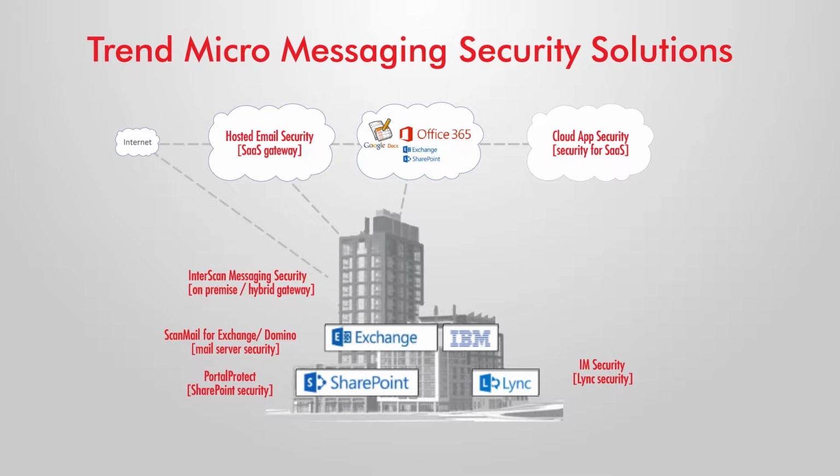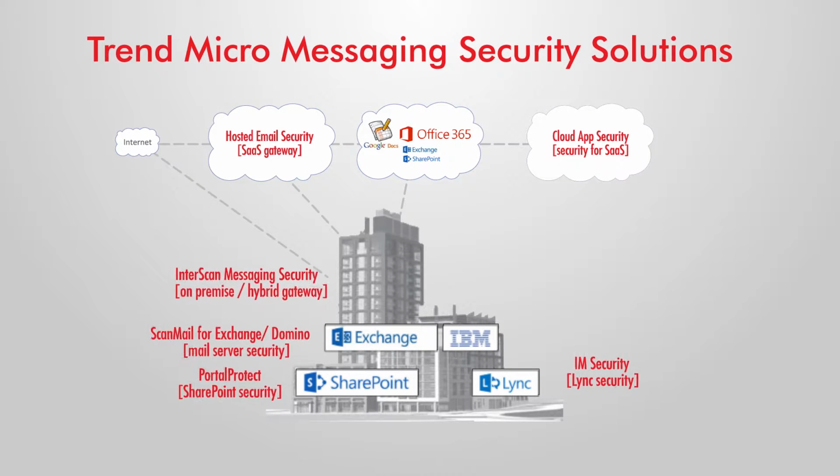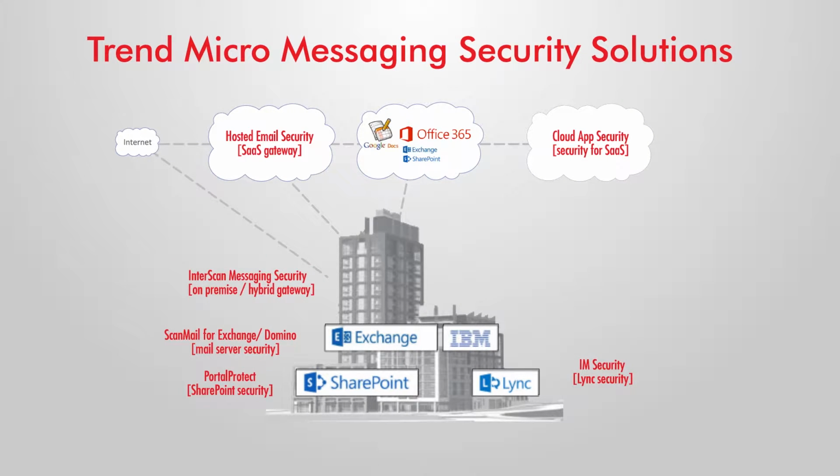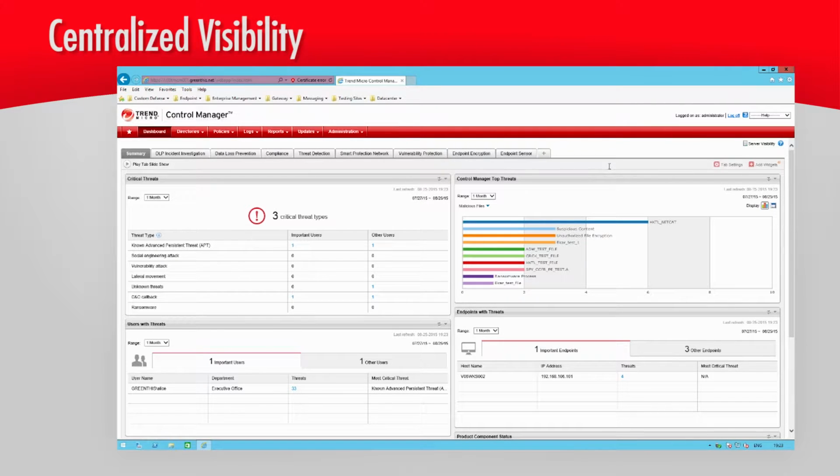We have products for cloud, virtual, or physical server deployments, as well as specific products for Microsoft Exchange, SharePoint, Lync and IBM Domino, and also hosted mailboxes like Office 365 and Gmail. Just like the rest of the components of the Smart Protection Suites, you have central visibility of threats detected by our email and collaboration products within Control Manager.